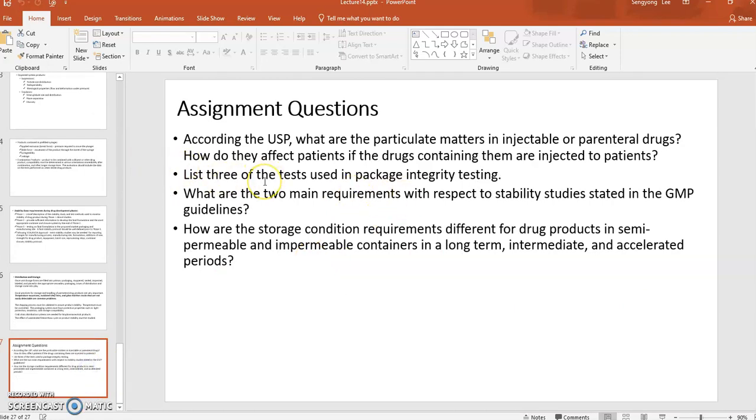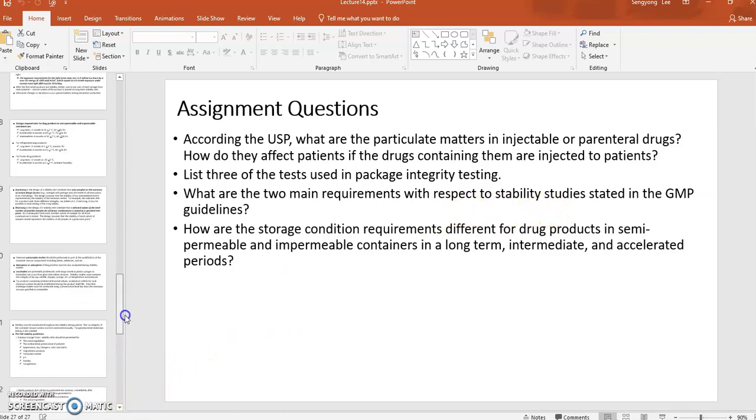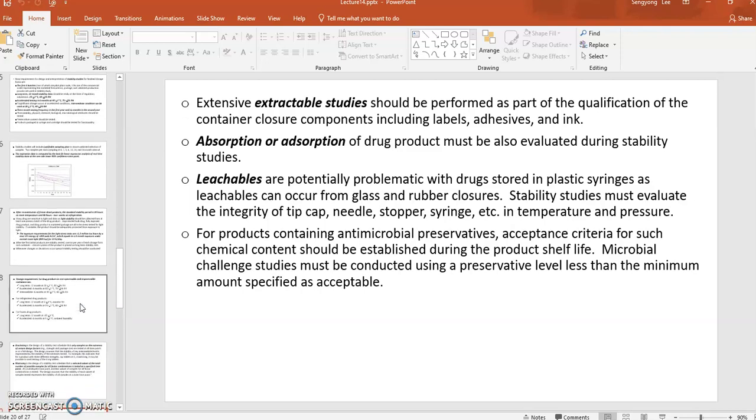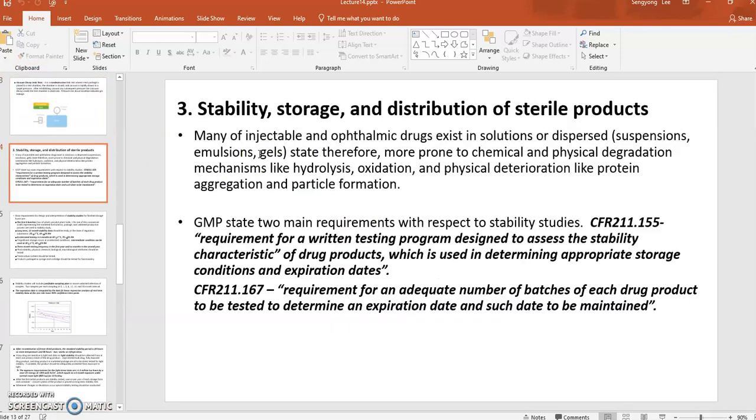So list 3 of the tests used in package integrity testing. We talked about 7 different tests, just pick 3 and list them. Okay. And what are the 2 main requirements with respect to stability studies stated in the GMP guidelines? So stability studies, what are those? Where can you find them?